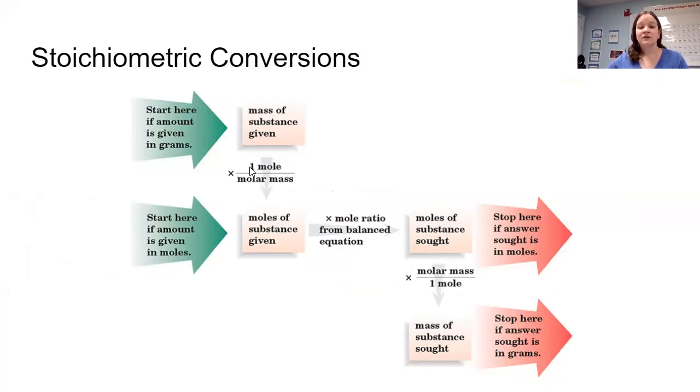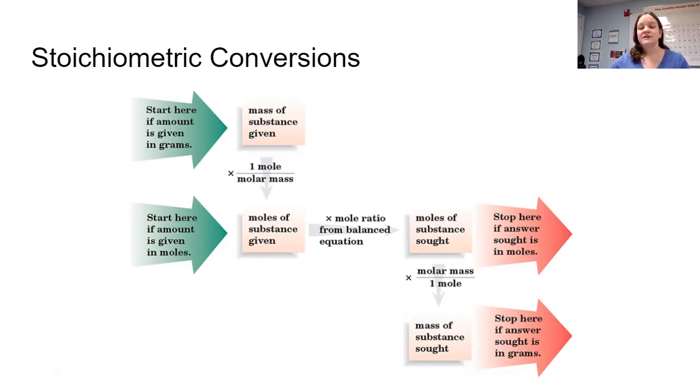And then the second set of equations, we started with the moles and we went to mass. So we did a mole ratio and then a molar mass conversion. Today we're going to do the opposite of that one, where we're starting with mass. We're starting with something given to us in grams. So we'll do a molar mass conversion first, find how many moles we start with, and then we'll do a mole ratio and find the number of moles of whatever substance we're looking for.